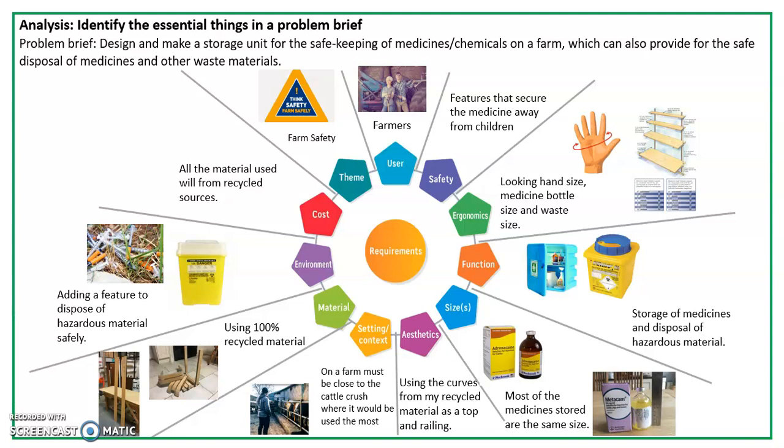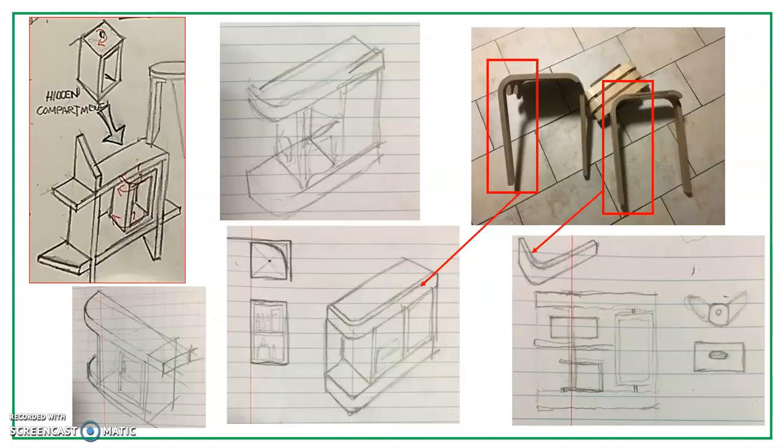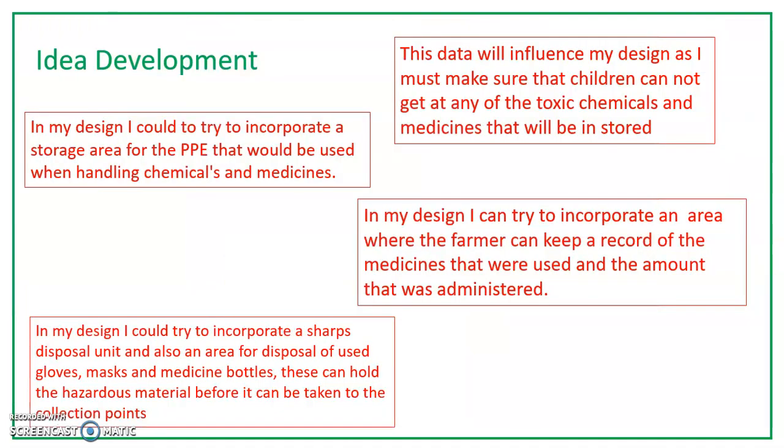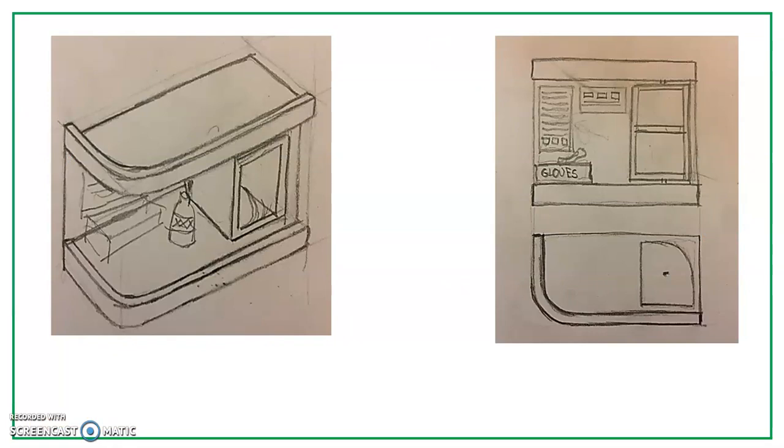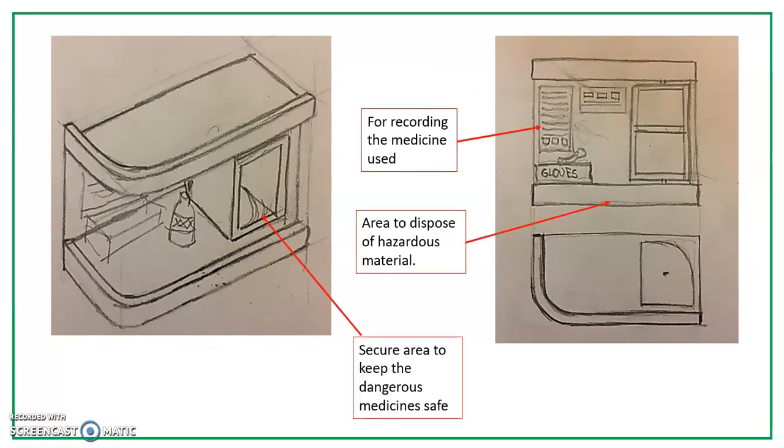Then, coming back around, I had some idea development, and I looked at how my initial idea and my material have influenced my design. Here's some more of the idea development: how all the different things I looked at, with the red writing coming back up, have come into my design.